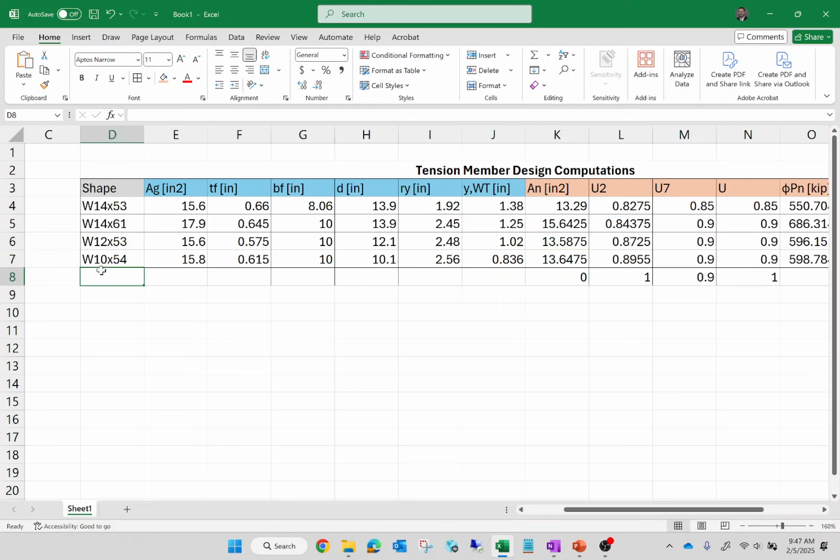How about W8s? Is there a W8 you think is going to work? W8 by 58. We'll go ahead and check it, but do we have a lighter option? Yeah, we have a lighter option.